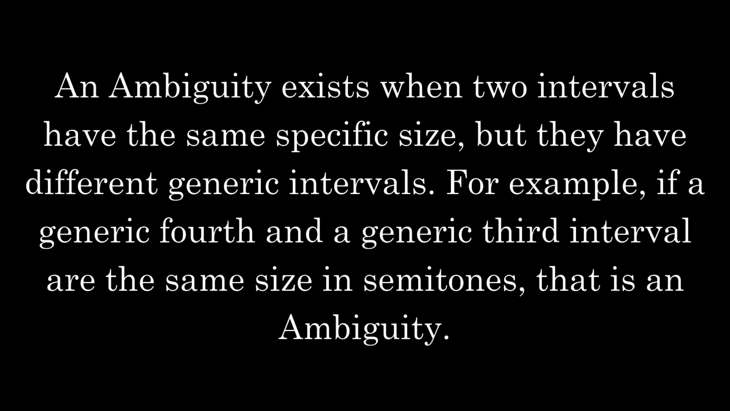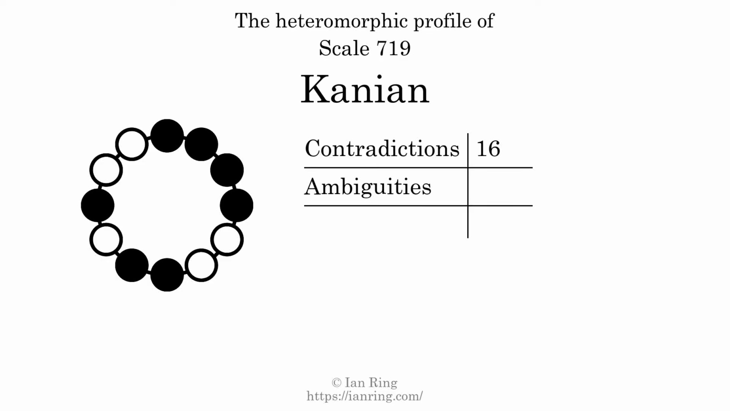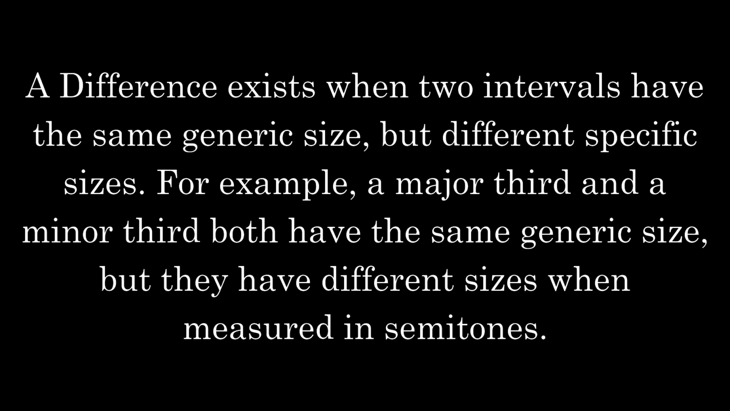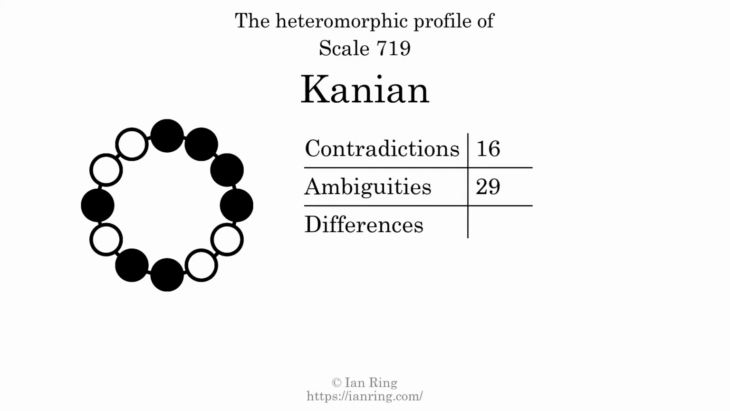An ambiguity exists when 2 intervals have the same specific size, but they have different generic intervals. For example, if a generic fourth and a generic third interval are the same size in semitones, that is an ambiguity. The number of ambiguities in this scale is 29. A difference exists when 2 intervals have the same generic size, but different specific sizes. For example, a major third and a minor third both have the same generic size, but they have different sizes when measured in semitones. The number of differences in this scale is 92.